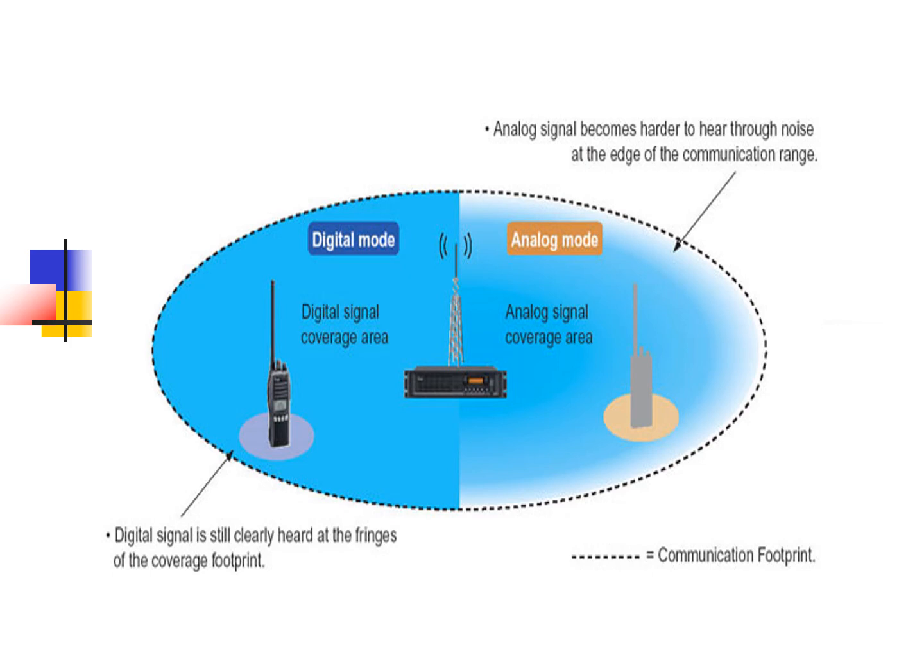Another difference is in terms of coverage. From the source, the analog signal coverage area is affected by distance. As the receiver moves away from the source, the signal becomes weaker, and the analog signal becomes harder to hear through noise at the edge of the communication range. While for digital signal coverage area, as long as the receiver is within the coverage area, the digital signal is still clearly heard at the fringes of the coverage footprint.